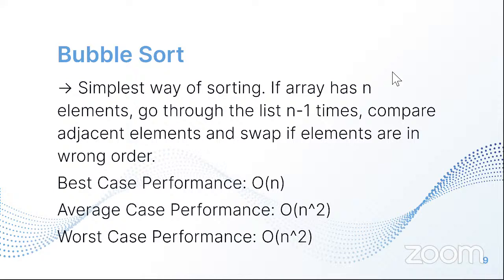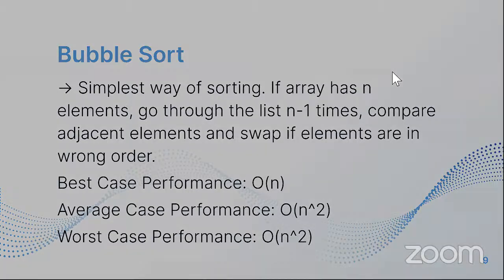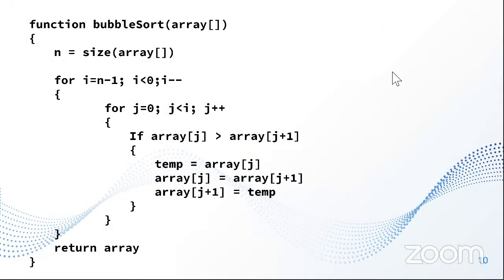Bubble sort is one of the simplest ways of sorting. If an array has n elements, go through the list n minus one times, compare the adjacent elements, and keep swapping if they're in the wrong order. The best case performance is O of n, when there is no need to sort because it's already in order. But the worst case is usually when the sequence is reversed, so that's O of n square. So this is the bubble sort algorithm. It's kind of easy to understand.